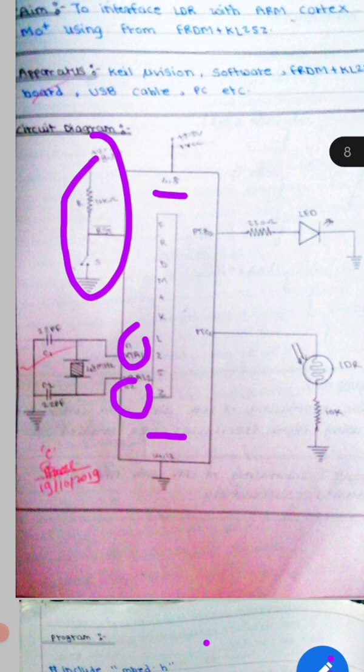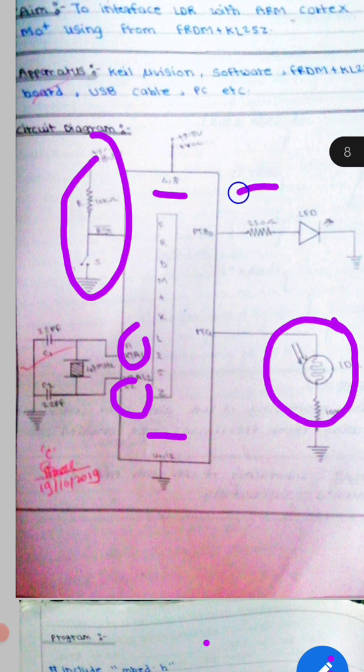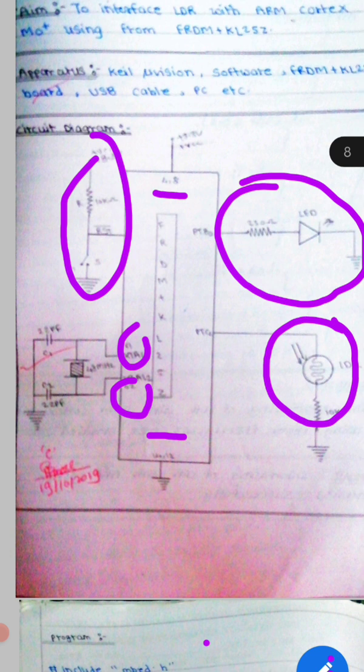Here PTC2 is connected to the LDR through a resistor and also ground. For this practical we have connected an LED internally, whereas the LED is connected through a 220 ohm resistor to PTB0, and the LDR is connected to PTC2.